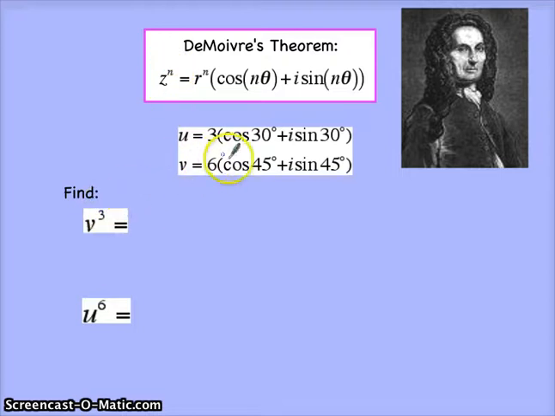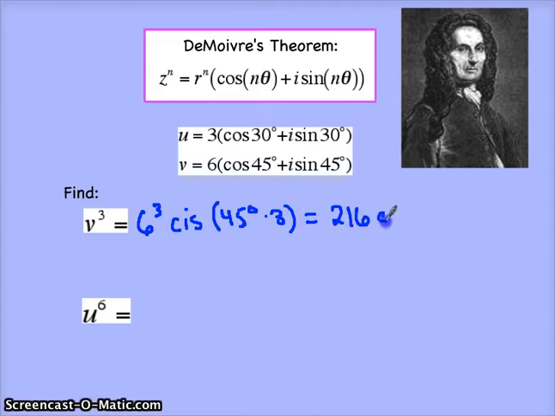So if I want to find v to the third, first step I'm going to take is 6 to the third. But much like our shortcut for multiplication, if I'm just going to add its angle to itself, v to the third power, multiplied by itself 3 times, I can shortcut that by saying 6 to the third CIS 45 times 3. I can just multiply it by adding 45 to itself, 45 plus 45 plus 45, or 3 times 45. So you'll end up getting 216 for 6 to the third, CIS 135 degrees.